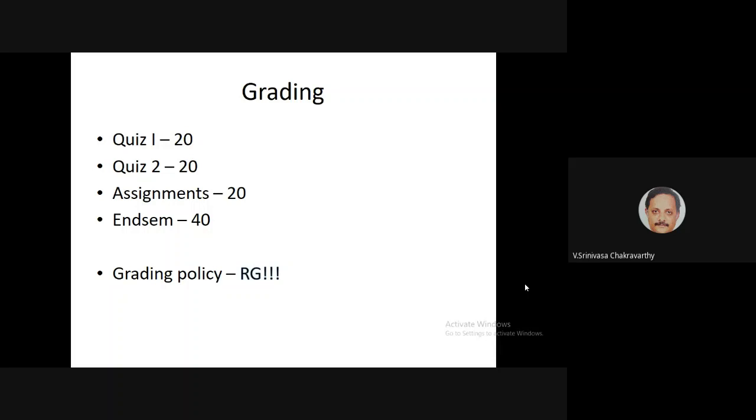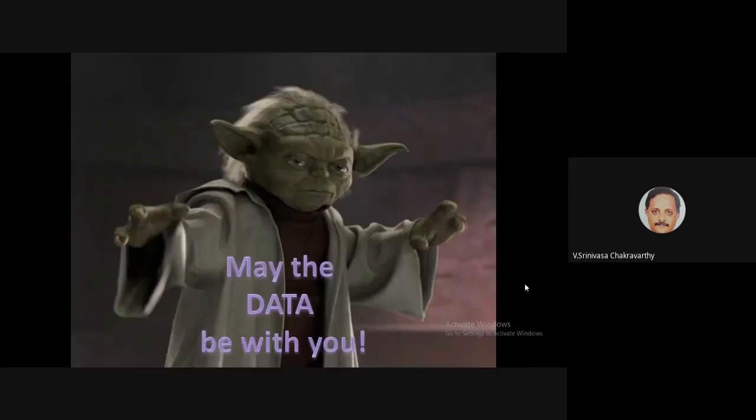Grading policy, RG, right? That's a famous IIT philosophy. Okay, and so finally, may the data be with you.